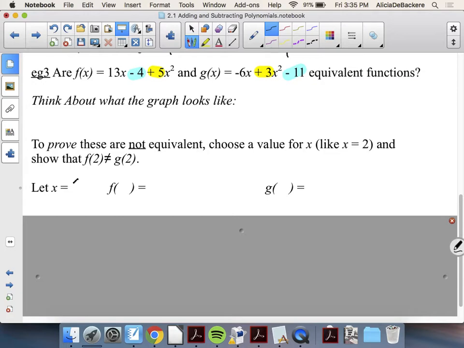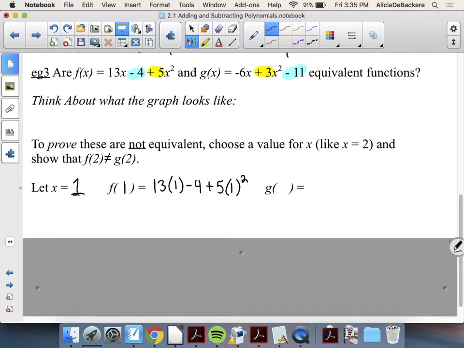So for instance, if I picked x equals 1, because 1 is easy to do some math with, I'll just sub 1 into f at x. So I get 13 times 1 minus 4 plus 5 times 1 squared. So I'm just replacing all the x's with 1's. And then I'll simplify this. And I can see that on the first graph, if I went over to x equals 1, the point would be up at 14.